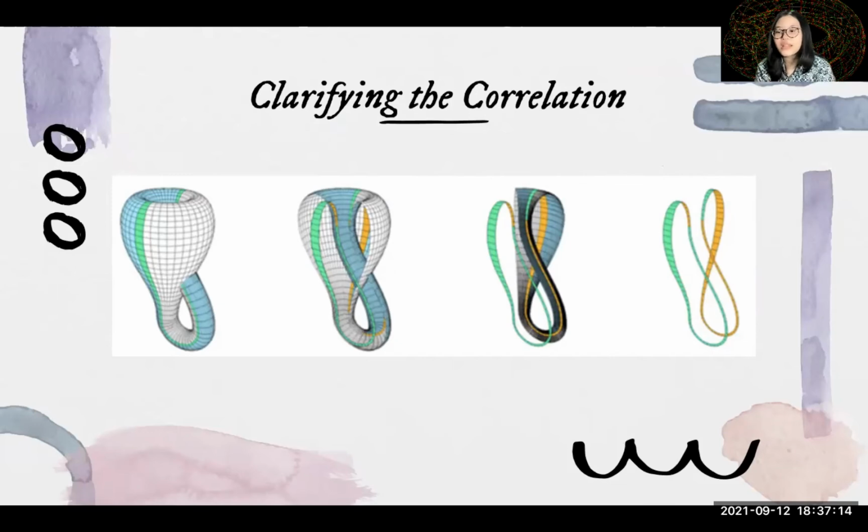So the first thing that I do for this research is to clarify the correlation. As you can already see, the Mobius loop and the Klein bottle are correlated. If two Mobius tapes are glued together along their edges, a surface is created that corresponds to a Klein bottle, like this. These are two Mobius loops, and if you put them together, if you glue all the edges, you will get a Klein bottle.